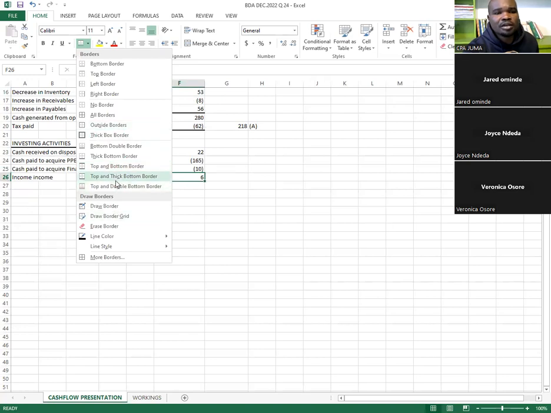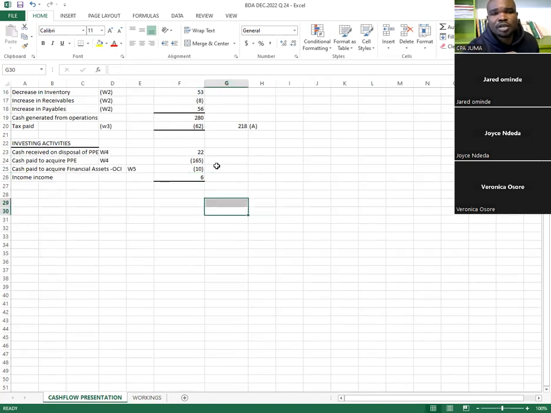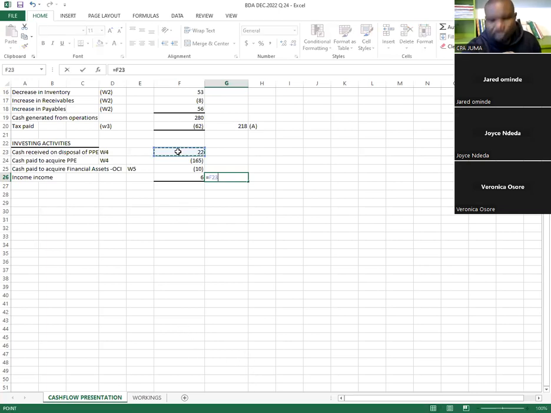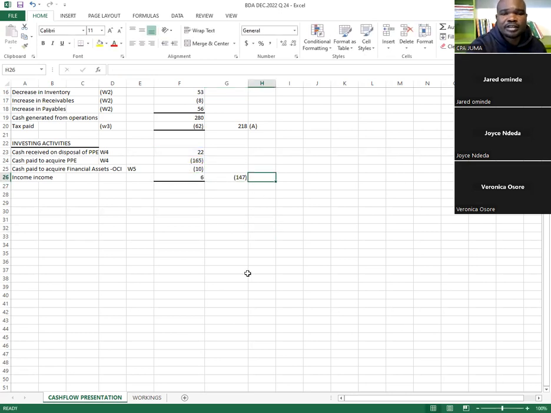Single bottom line. You go up to your single bottom. Then now you get for me the aggregate of this. So you can add the way you want. That one there is negative 147. I will call it B.